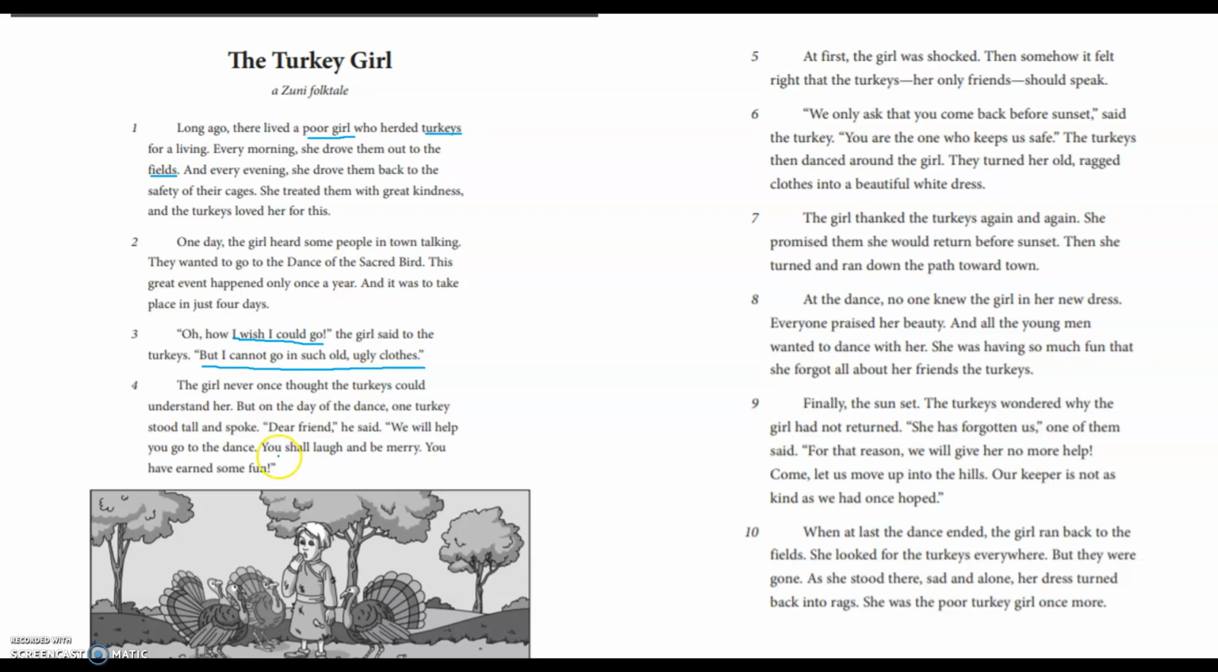So the turkeys respond through their words. They tell her, "We will help you go to the dance. You shall laugh and be merry. You have earned some fun."